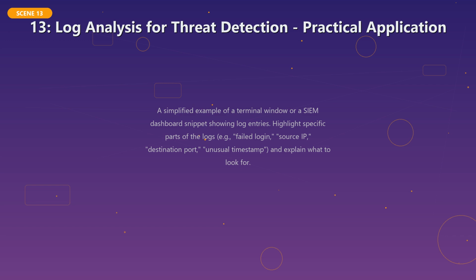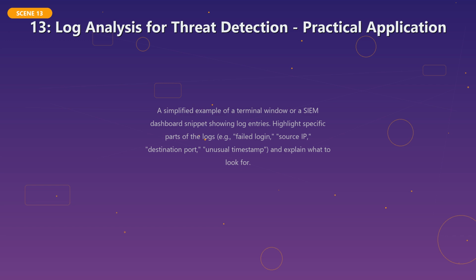Example log pattern: event_type equals failed_login, user equals admin, src_IP equals 192.168.1.100 repeatedly, then suddenly event_type equals successful_login, user equals admin, src_IP equals 203.0.113.5. This could indicate a brute force attack followed by a successful compromise, possibly from a different location via a proxy.